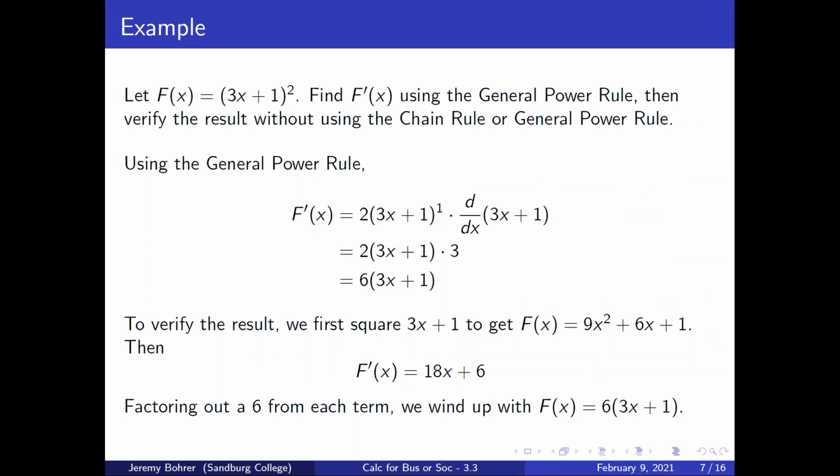To verify the result, we first square 3x plus 1 to get f of x equals 9x squared plus 6x plus 1. Then f prime of x equals 18x plus 6. Factoring out a 6 from each term, we wind up with f prime of x equals 6 times (3x plus 1).